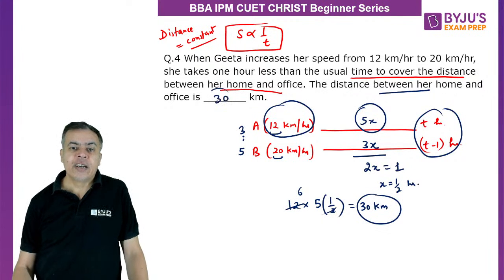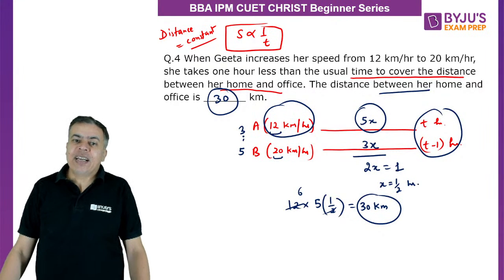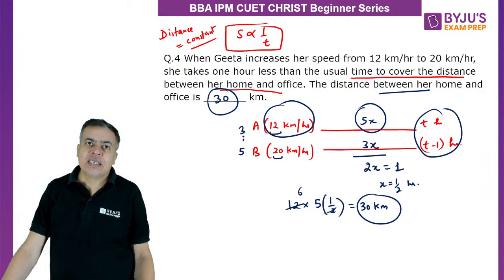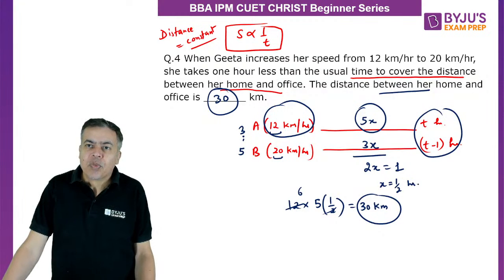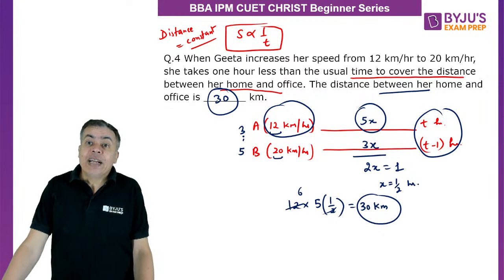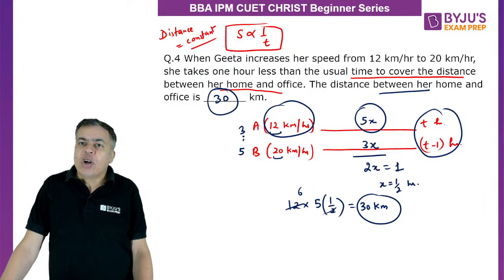30 kilometers is the distance between her home and office, right? Between her home and office, the distance should be 30 kilometers. Okay, I'm just telling you this. I'm writing all this just to make you understand. Otherwise, you need not write all this, right?